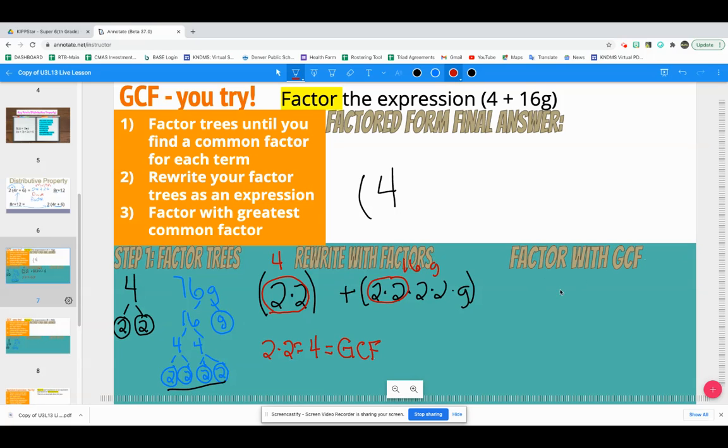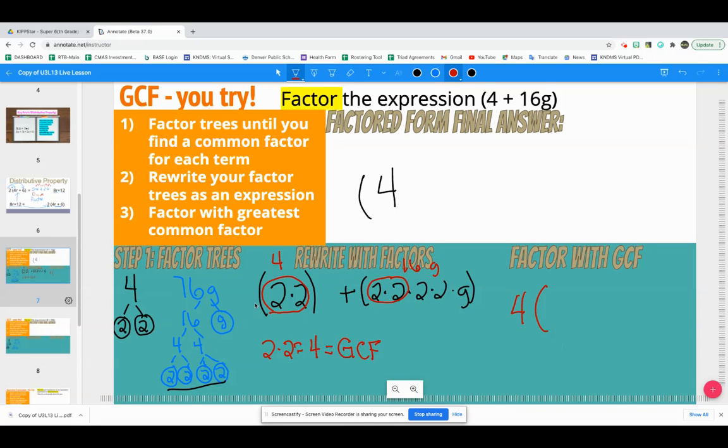When I rewrite it with my greatest common factor, that 4 is going to be what's outside my parentheses. I determined that 4 by circling the factors that my 4 and my 16g had in common. They both had two 2's that I can circle. 2 times 2 is 4, so 4 is my greatest common factor. That's why it's outside my parentheses.